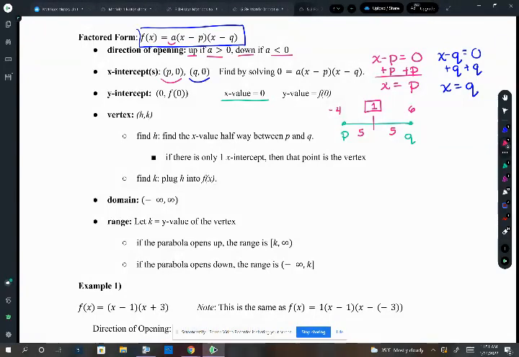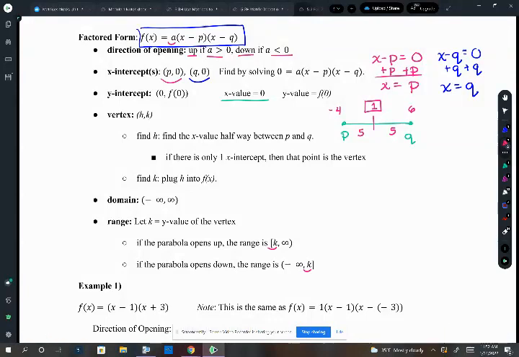Then domain, same idea. Domain is always -infinity to infinity, and the range are your y values. So it's the y value of your vertex, and then it's either up or down based off of that. So finding domain and range will be exactly the same as what you did before, because as soon as you know your vertex value, then you know what your range value is. All right, so that's that k value here.